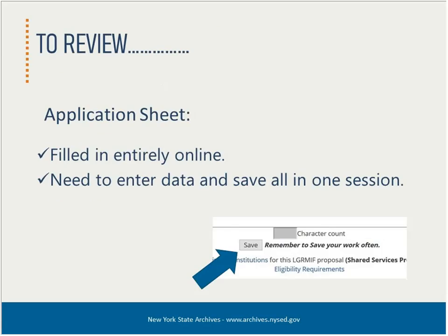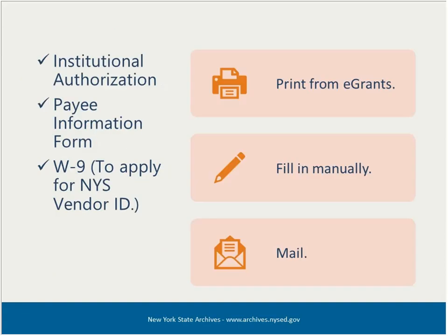To summarize the forms that are part of the LGRMIF application process, here is a short review. The application sheet is filled in and saved completely online. The institutional authorization form, the payee information form, and the W-9 should be printed out from eGrants, filled in manually, and sent in by regular postal mail. Applicants only need to send one of each of these forms.